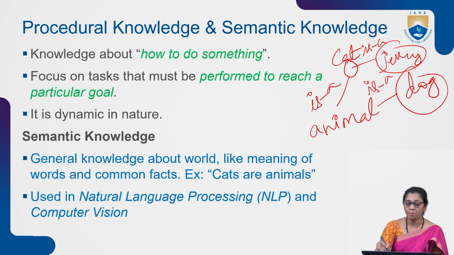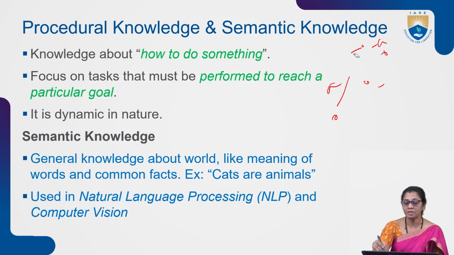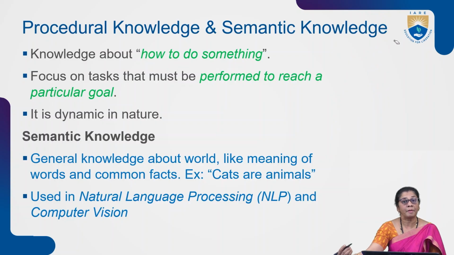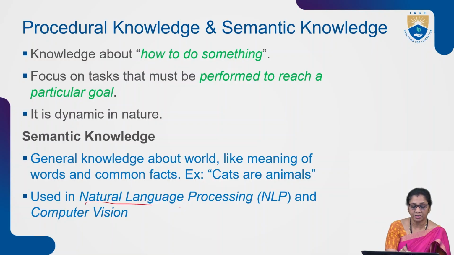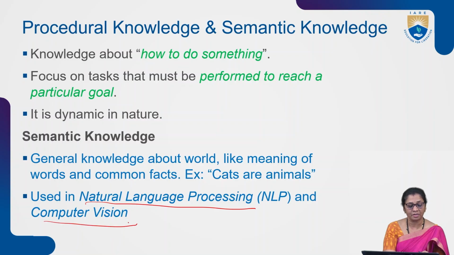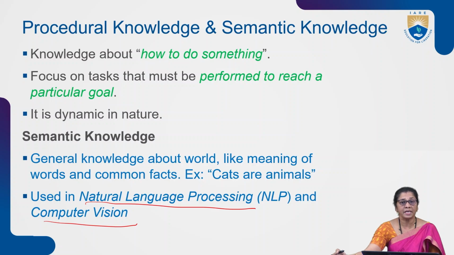So semantic knowledge focuses more on the meaning of the words or the objects rather than memorizing the facts. It is all about the meaning of the words, as I said, and common facts. But AI considers the context of the words rather than just memorizing it. It is used in natural language processing and computer vision, where computer vision is mainly about images. So it can detect what the object is.